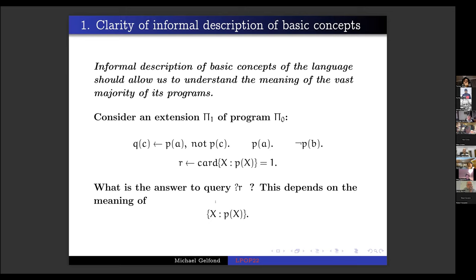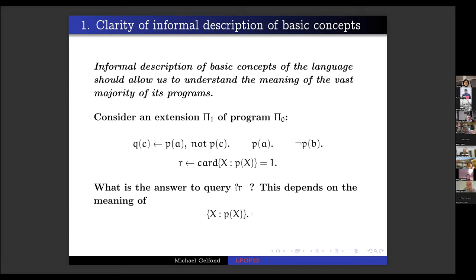Consider an extension P1 of program P0. The first line here is the program you've seen before. The second one tells the agent to believe R if, and here it says, cardinality of {X : p(X)} equals one. What's the answer to the query R? It's kind of difficult to say because this depends on the meaning of this expression, {X : p(X)}. And we have to first explain informally what it is we mean here.